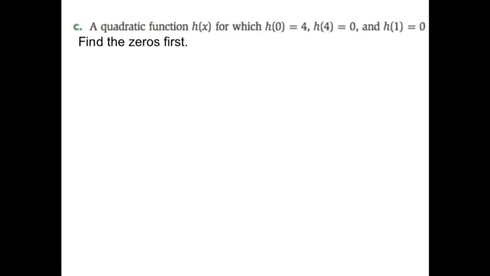Quadratics, though, all have a form something like this. H of x equals x minus something times x minus something else. We just got to figure out what those somethings are.